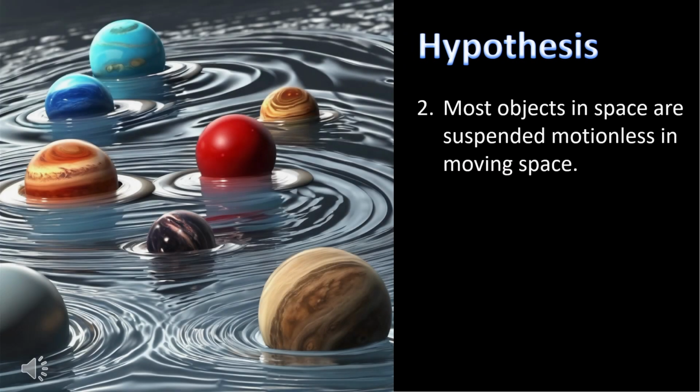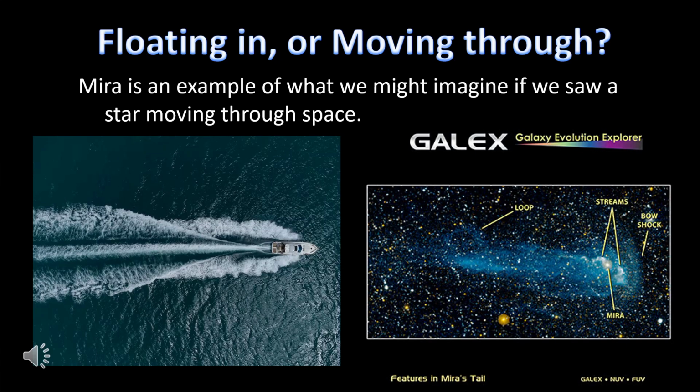Hypothesis 2. Most objects in space are suspended, motionless in moving space. We can think of this like balls suspended motionless in moving water. To this, we could wonder what it would be like for an object to move through space. If we imagined an object like a boat moving through water, then that boat would displace the water in front of it, causing a bow shock.